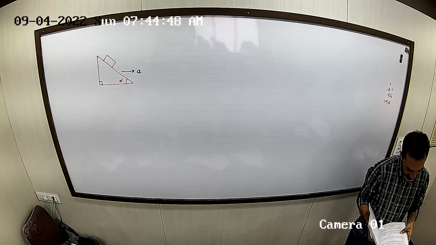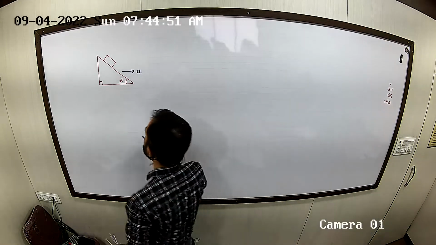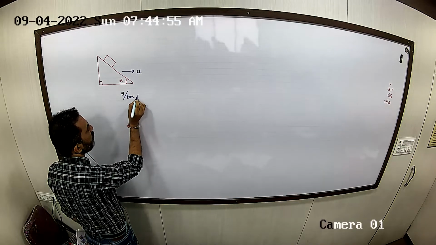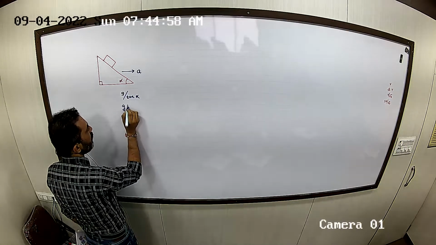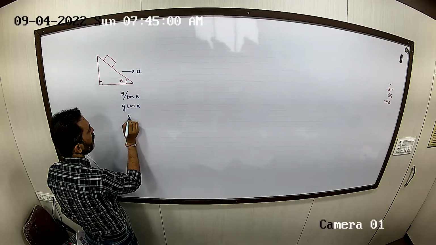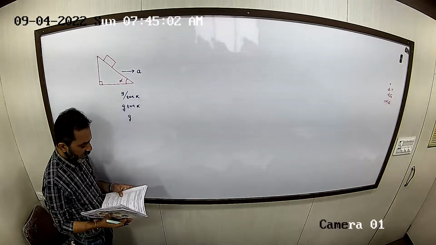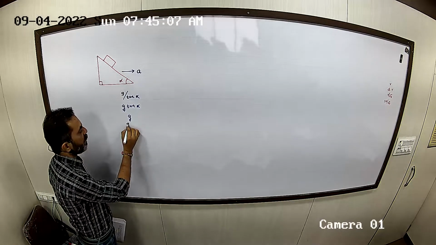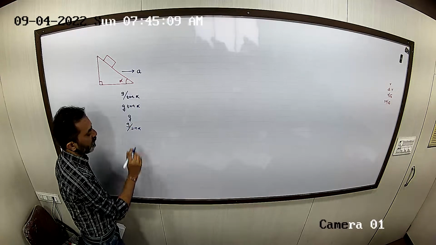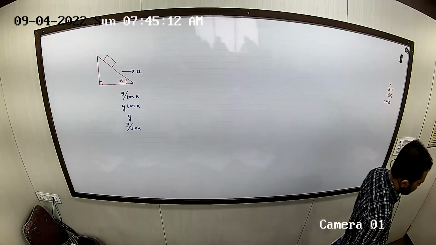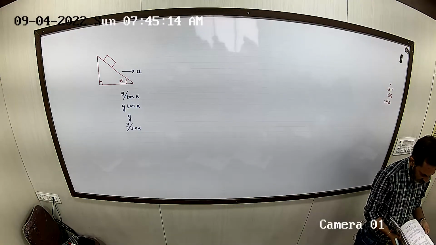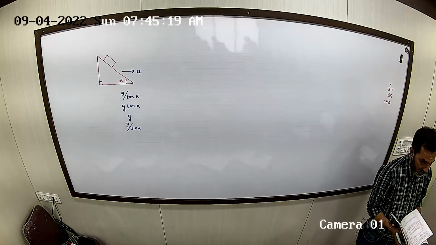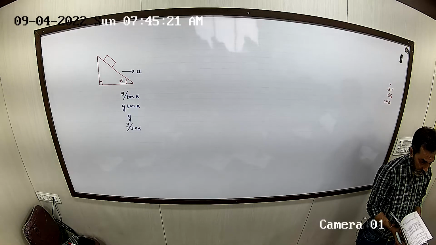Options are G upon tan of alpha, G into tan alpha, G, or G upon sin alpha. When you're saying you want to keep the block steady, basically you want to move the plane and keep the block at rest.